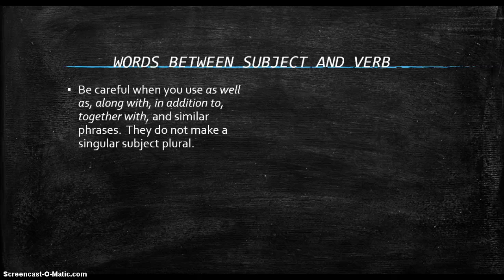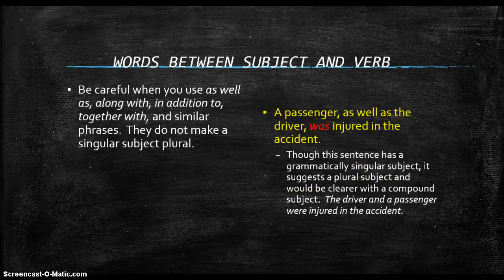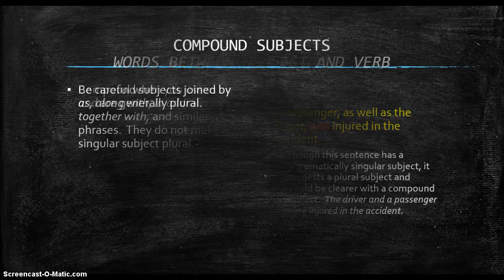You also need to be careful when you use phrases like as well as, along with, in addition to, together with, and other things like that. They don't make a singular subject plural. Let's look at the example. A passenger, as well as the driver, was injured in the accident. The sentence has a grammatically singular subject, passenger. But when you add as well as, it makes it seem like it would become plural, but it really doesn't. The subject is still passenger.